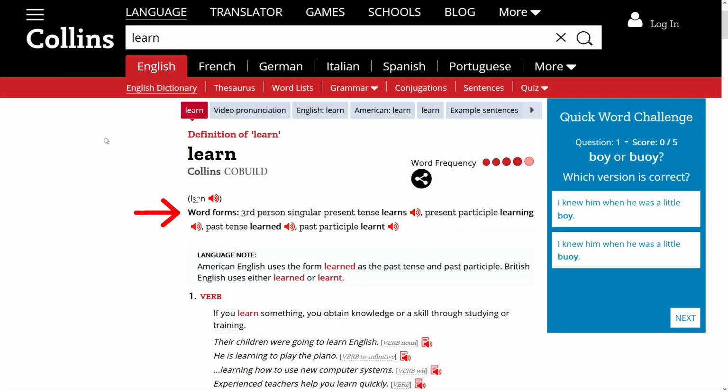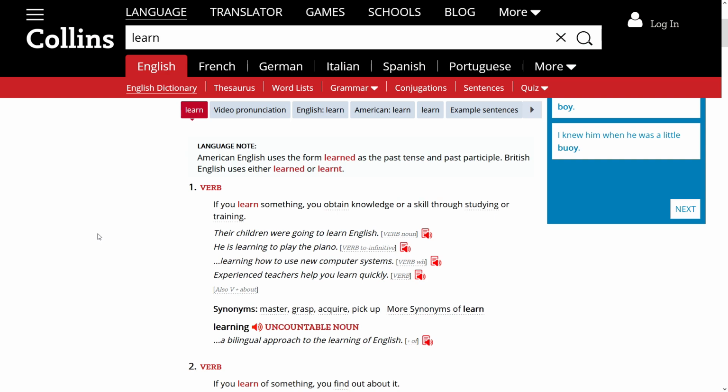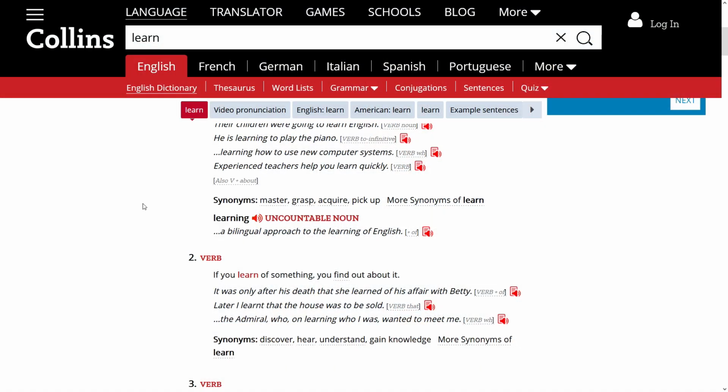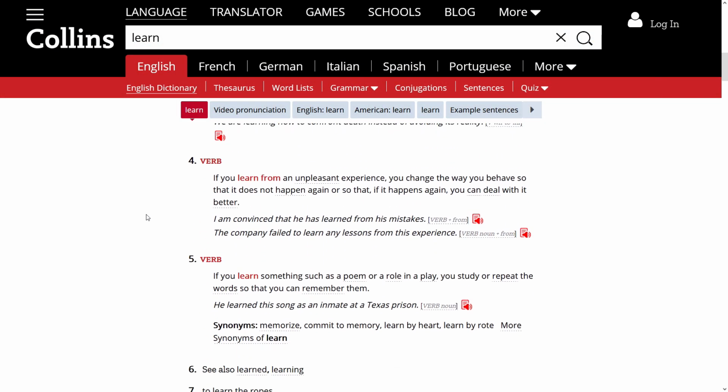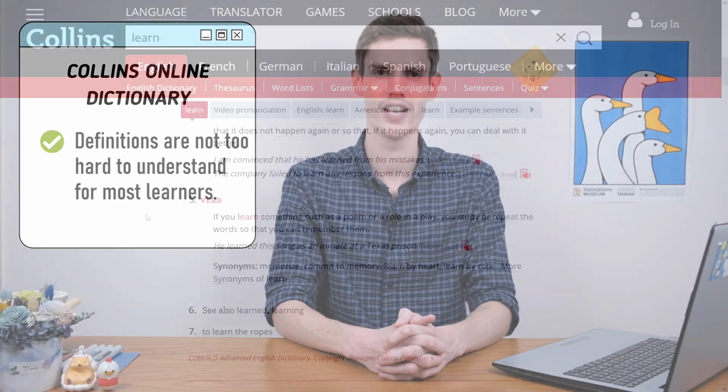We can also see that at the top, all forms of a word are listed, complete with an audio pronunciation for each one. Language notes are also often given that detail important differences between British and American usage of a word too. So moving on to the definitions then, each meaning of a word is clearly separated by its meaning, and the definitions are written in English that's not too complicated to understand, meaning that most people will be able to understand each definition without too much trouble. And this is because the vocabulary used is not too advanced for most people.